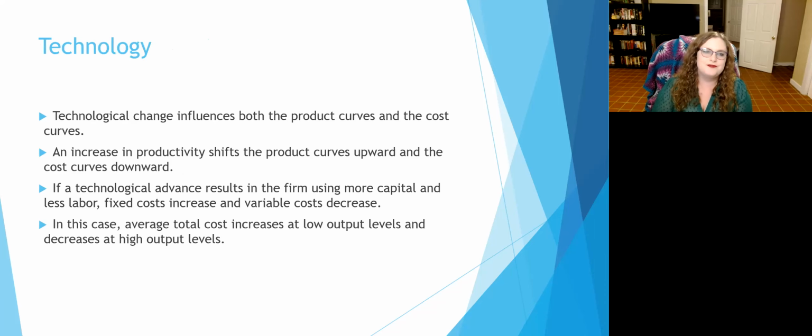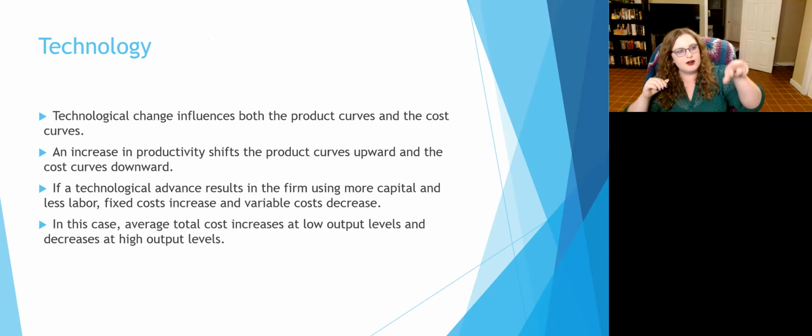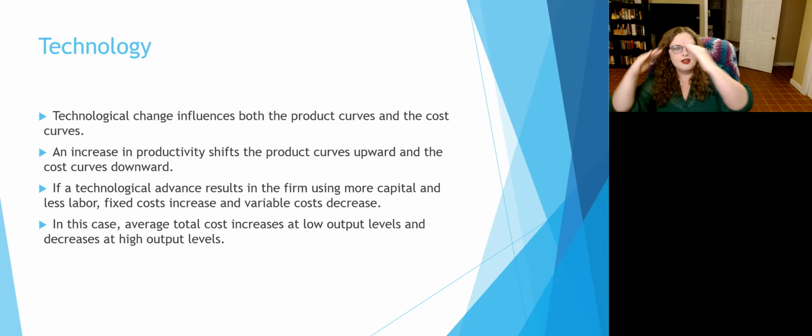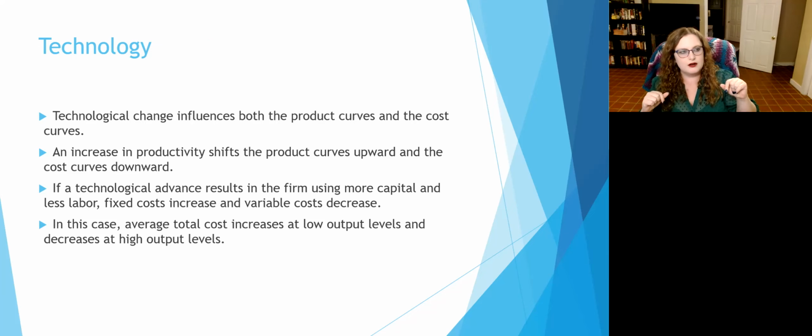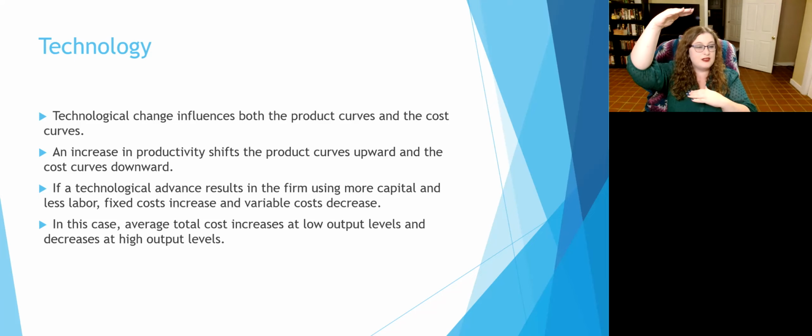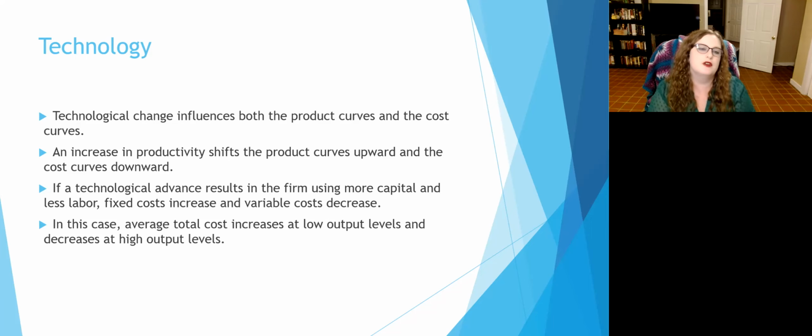All right, so let's think about technology. Technological changes influence both the product curve and the cost curve. It lets you produce more and for a lower cost when there are increases in technology. An increase or shift in the product curve upwards puts the cost curve downwards. So notice that the product curves, remember that they swooped upwards, it pushes them up, while our total cost curves swoop downwards, it would push those down, lengthening the difference between the product curve and cost curve.